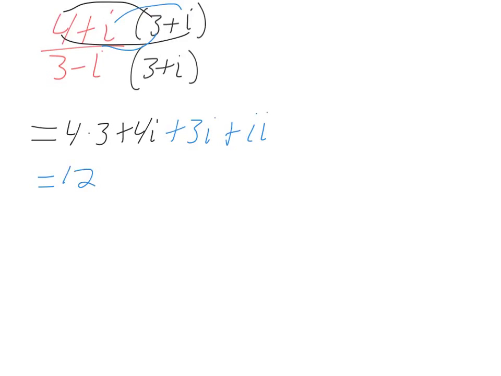So I have 12, and here we have 4i and 3i, which would be 7i. And then i times i, remember that is i squared, which is negative 1. So we have minus 1. Then we have 12 minus 1 is 11, and then we have the 7i. And remember, back in the other lessons, you can't put those together because 11 doesn't have an i. So the i kind of just acts like a variable, so you can't put them together. Alright, so that's the numerator, now I'm going to work on the denominator.